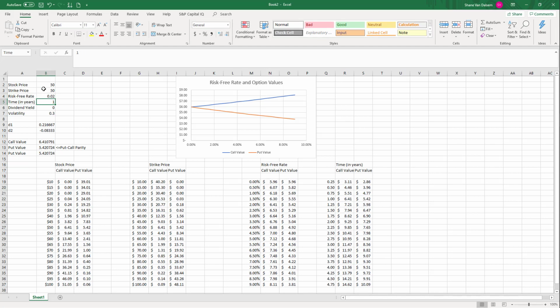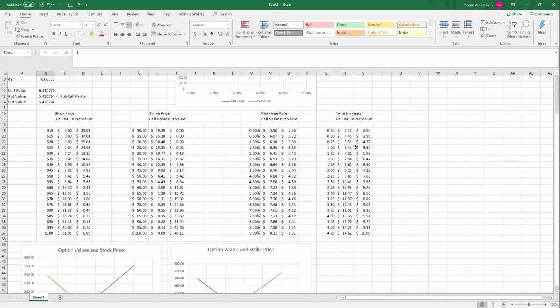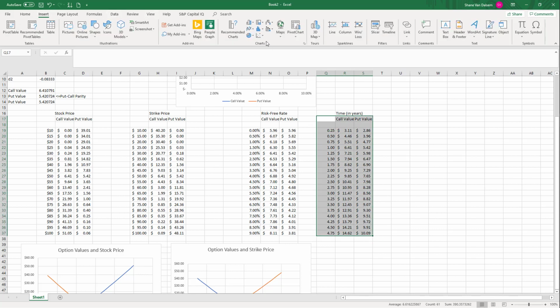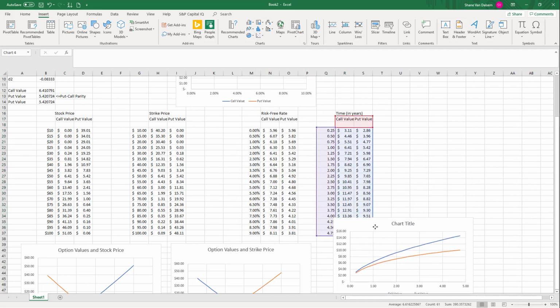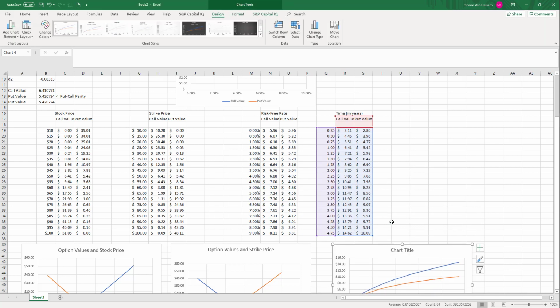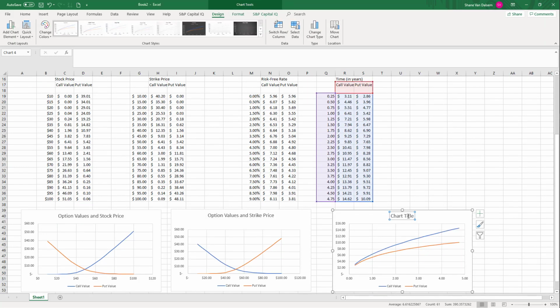Here we go. We have two left, dividend yield and volatility. Remember with dividend, make a little graph out here for this one too. So go to insert, and I like these scatter lines. So this is option values and the time to maturity, the expiration date.